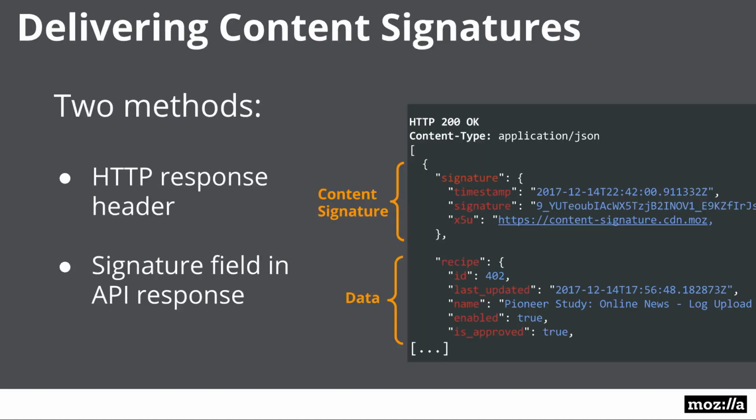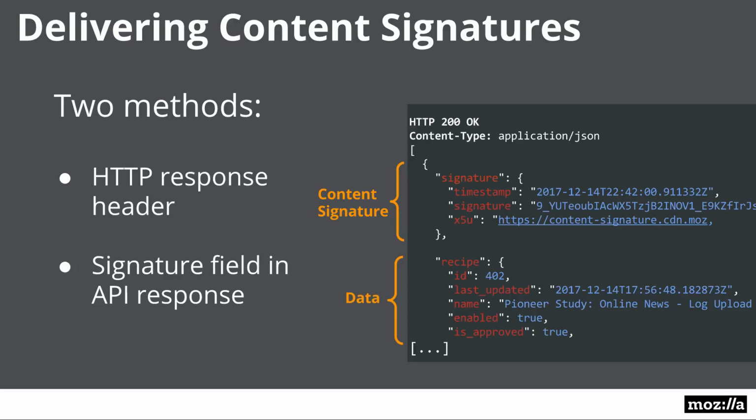There are two ways we can deliver content signatures to Firefox users. The first one is in an HTTP response header. So imagine you have an API response that is the body of your HTTP response. And we sign the body of that entire response, and we put the signature inside of the headers. And if Firefox retrieves the HTTP response and sees a content signature header, it will verify the body with the signature that's in the header. And that's great because it's completely transparent to applications, but we actually want to have a little more flexibility in how we transport and verify signatures.